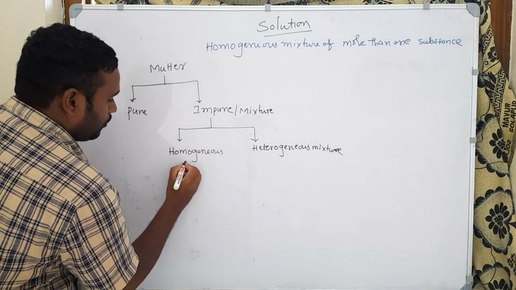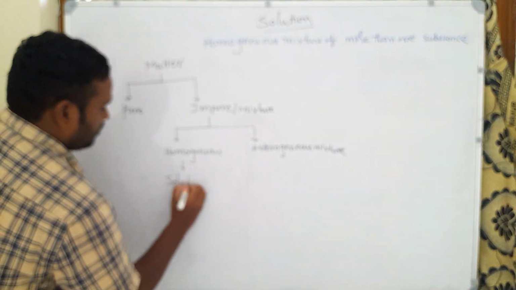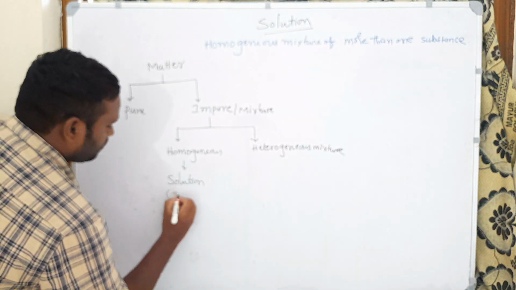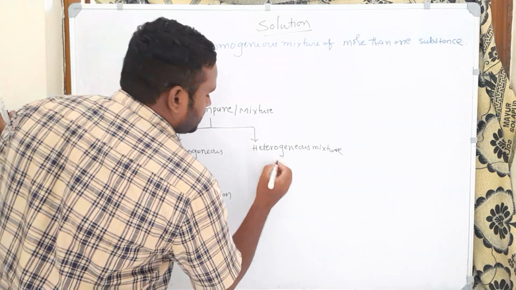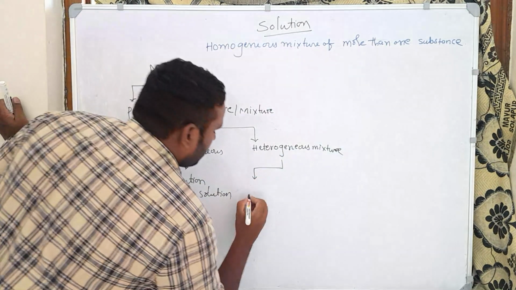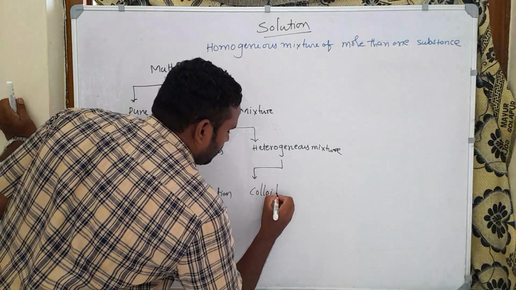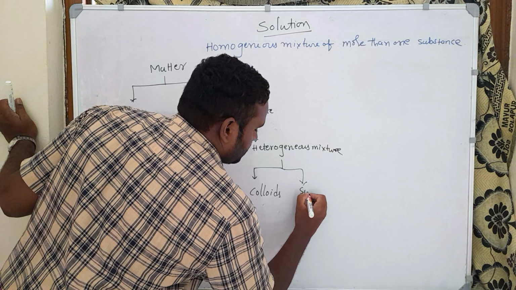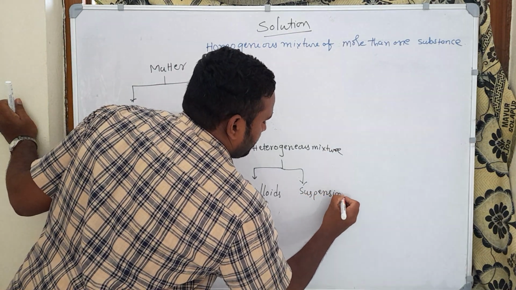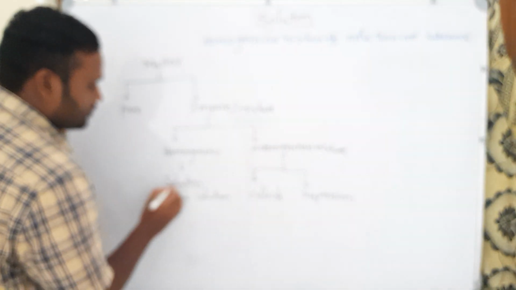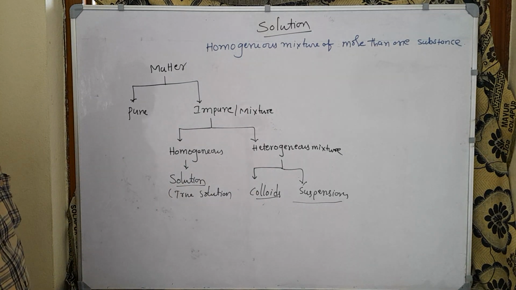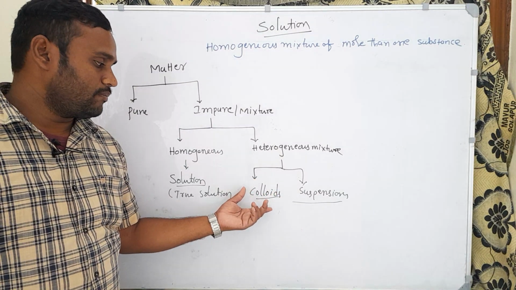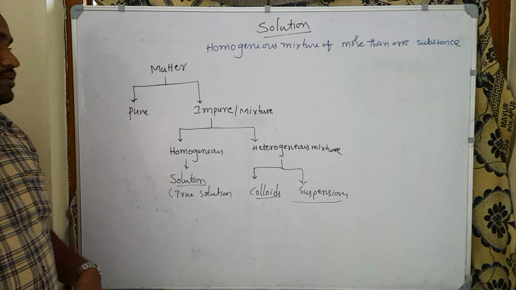So here homogeneous mixture is called solution, or sometimes it is also called true solution. And heterogeneous mixtures are again classified into two types, that is colloids and suspensions. What is the difference between the solution, colloid and suspension? Solution is a homogeneous mixture, whereas colloid and suspensions are heterogeneous mixtures. Here the particle size is more when you compare to the solution.